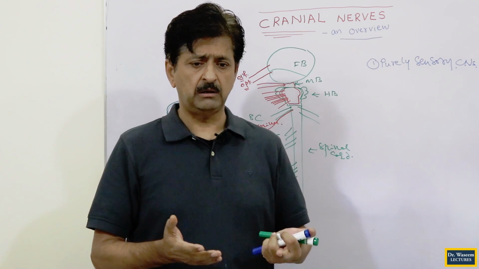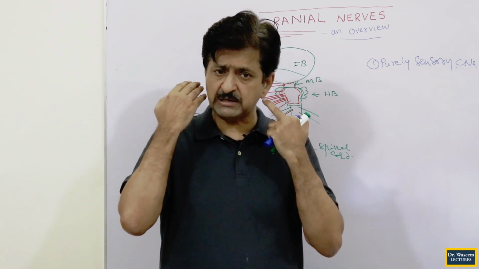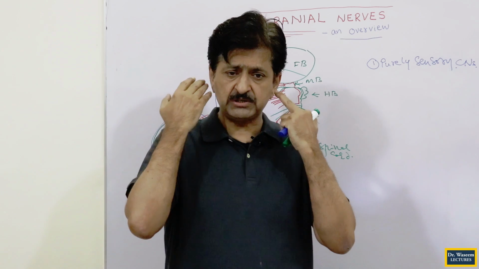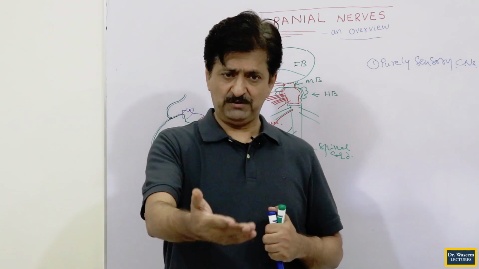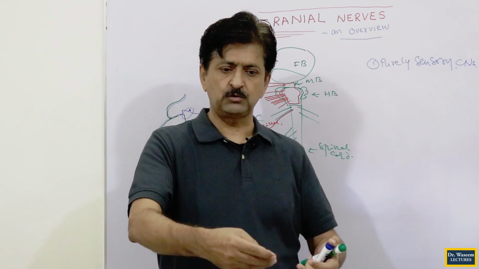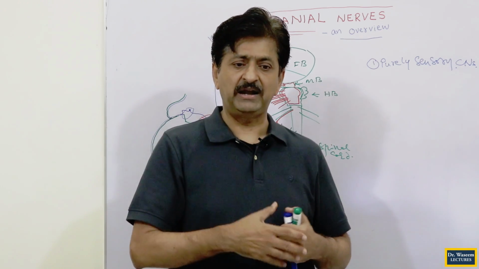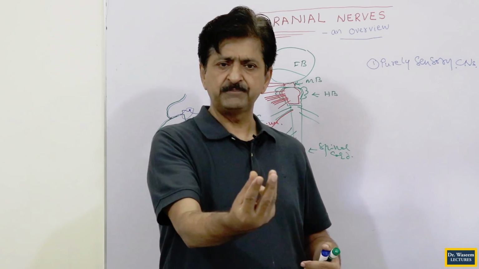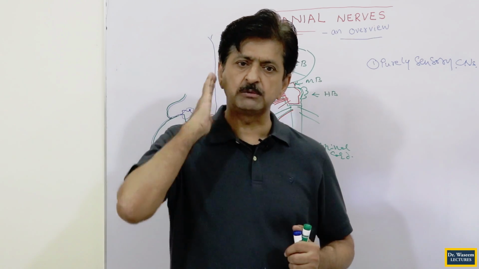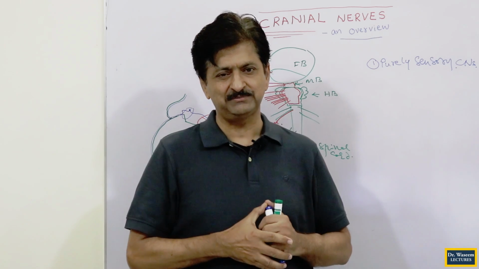Whatever sensory modalities are carried from the surface, they are handed over to the central nervous system. The first order neuron hands over all these signals to the second order neuron within the central nervous system in the form of cell body collections, you call them the nuclei. Vestibular nuclei are separate, cochlear nuclei are separate.